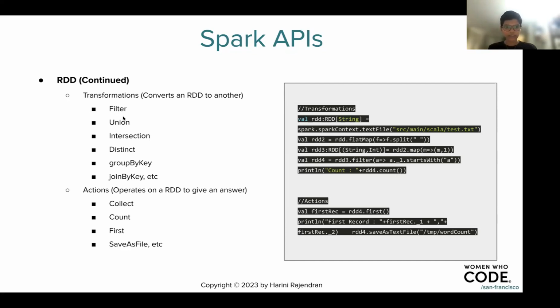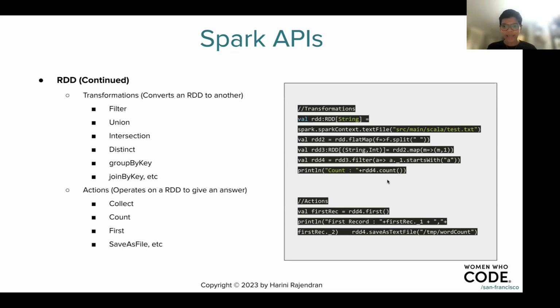If you see here, these are the different kinds of transformations, like flat map, starting with, ending with. You can do group bys, you can join by, you can count the distinct words, you can do intersections and all of that. So you can apply all these different kinds of transformations at each level.